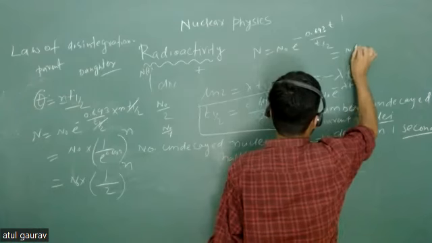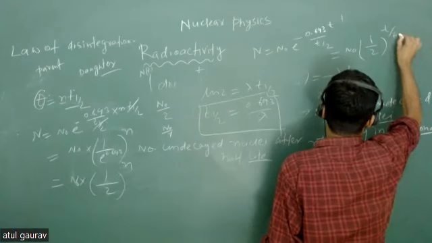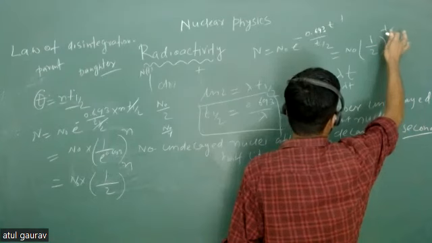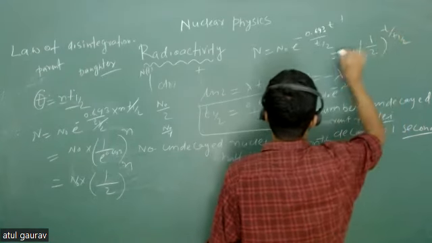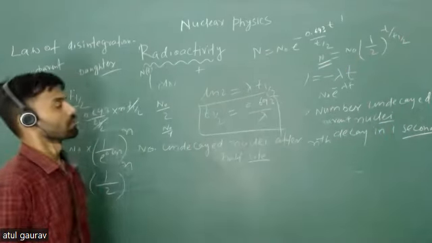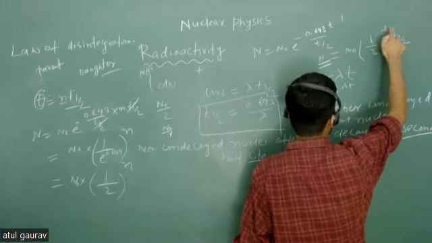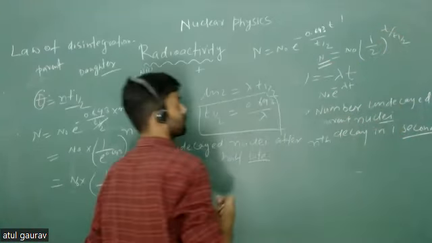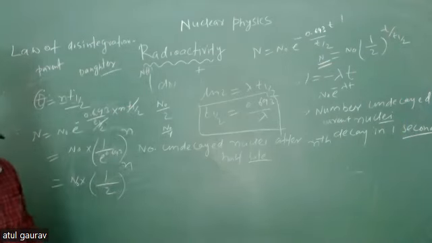So you can write N naught 1 by 2 to the power t by t half. If you know half lifetime, for any time you can easily calculate the number of undecayed nuclei. Is it clear what I'm saying? Suppose you know half lifetime, and they ask for a given time how much will be the undecayed nuclei. You can easily calculate from here. Same thing I have written here in different fashion.